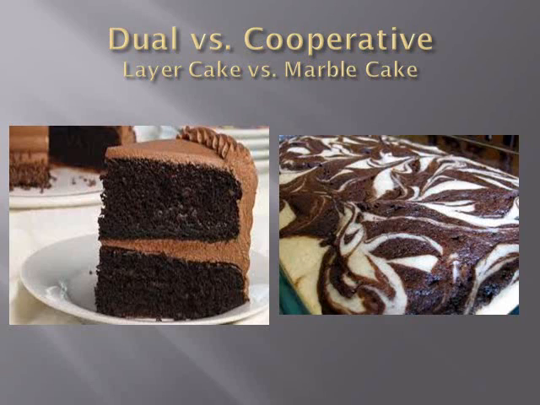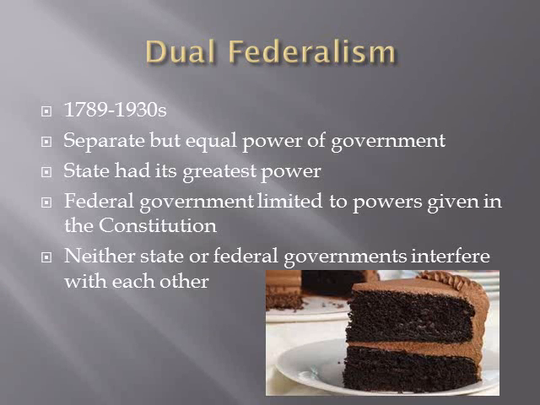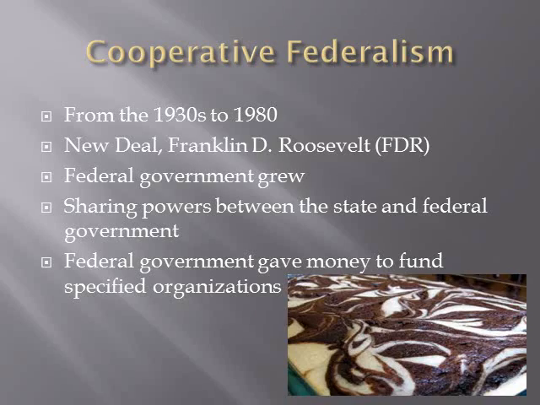In United States history, there have been different types of federalism, dual and cooperative. In dual federalism, which was present from 1789 to the 1930s, you had separate but equal powers of government. The state had its greatest power at this time. The federal government had limited powers given in the Constitution. Neither state nor federal governments interfered with each other. In the cake analogy, this can be seen as two separate but equal layers of cake.